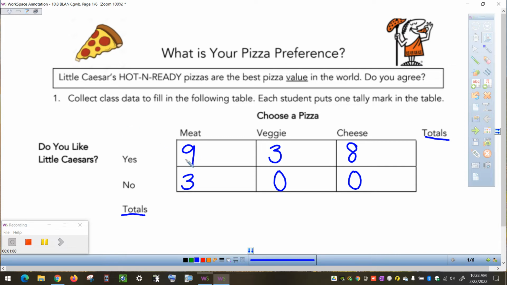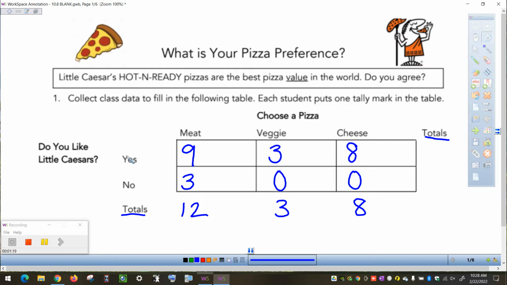So we can start by just adding up. The total number of students that preferred meat was 12. Total number of students who preferred veggie was 3. We had 8 students that preferred cheese. And then we'll go ahead and do the same thing here across on this side.